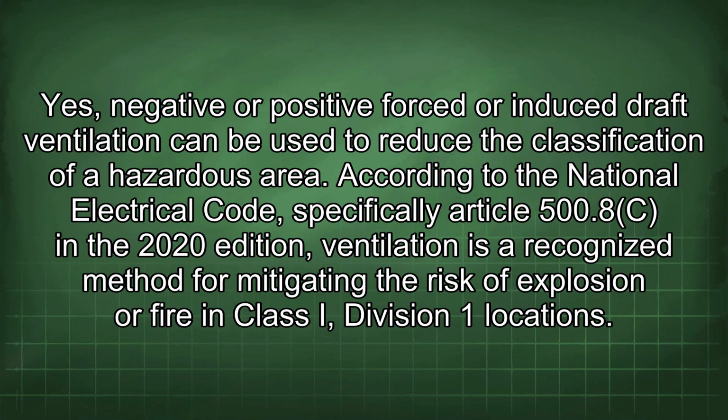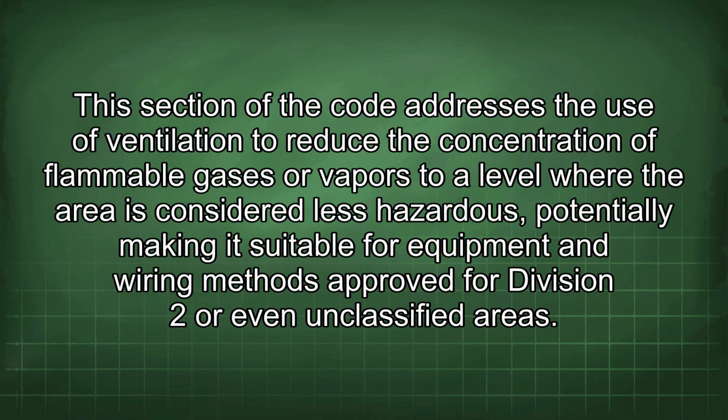Yes, negative or positive forced or induced draft ventilation can be used to reduce the classification of a hazardous area. According to the National Electrical Code, specifically Article 500.8(C) in the 2020 edition, ventilation is a recognized method for mitigating the risk of explosion or fire in Class I, Division 1 locations. This section of the code addresses the use of ventilation to reduce the concentration of flammable gases or vapors to a level where the area is considered less hazardous, potentially making it suitable for equipment and wiring methods approved for Division 2 or even unclassified areas.